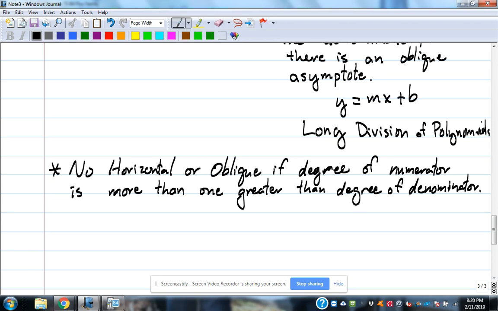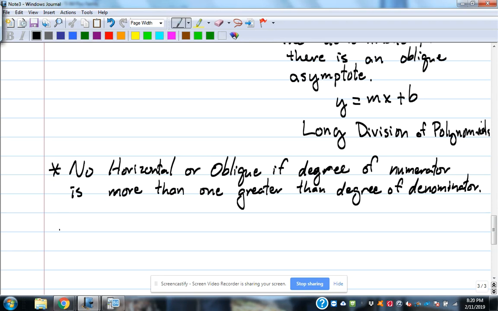We're going to do some examples and just try to build all these things. We're going to look at the graph on the calculator. I'm not so interested in you being able to hand graph one of these, because that's not easy to do. But if you can find all of these parts, the graphs are doable by hand. Okay, so again, no horizontal or oblique if the degree of the numerator is more than one greater than the denominator. So that'd be like x to the third over x, or x to the fifth over x squared, something like that. You're not going to have either of those.